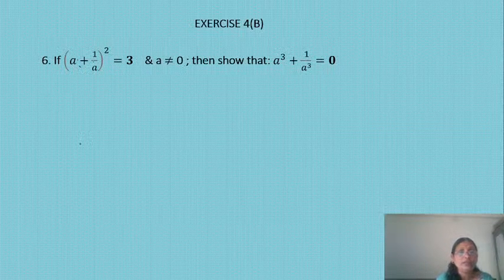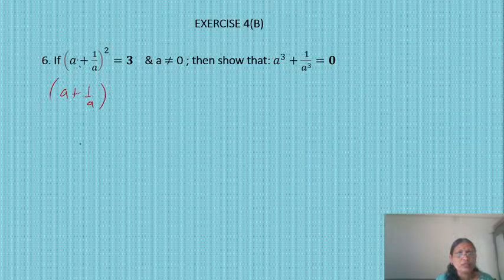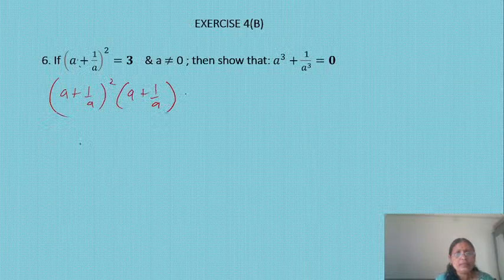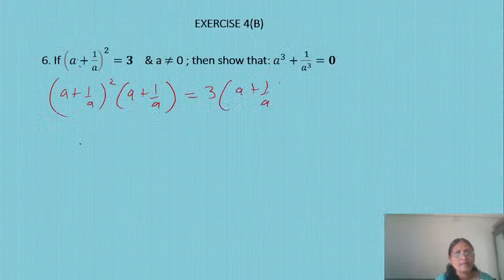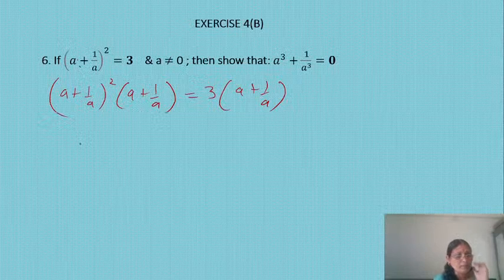Okay. So here, if I want to have a cube, what should I do, Ethan? If I want to make a cube of this, what should I do? So we will multiply by a plus 1 upon a on both sides, right? So we have (a plus 1 upon a) whole square. We will multiply by a plus 1 upon a, and this side also we will be multiplying by a plus 1 upon a. Got it? So when we multiply both sides by the same number, the value remains same.